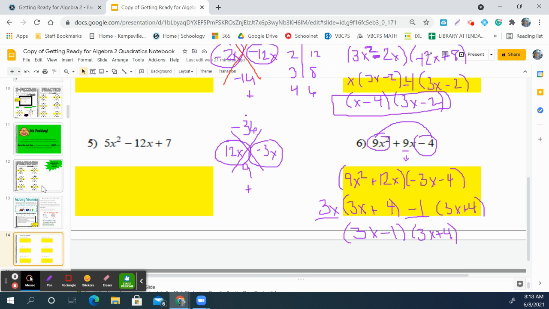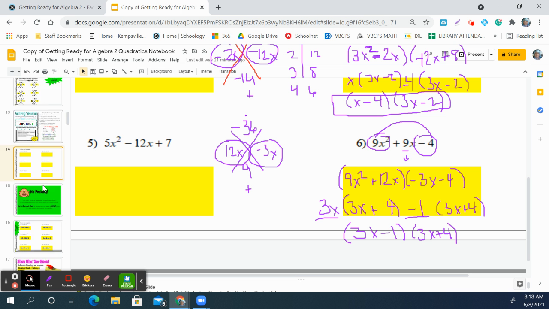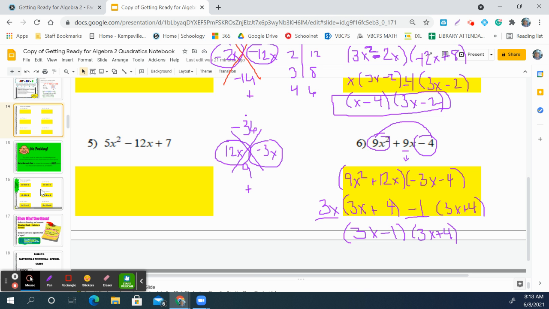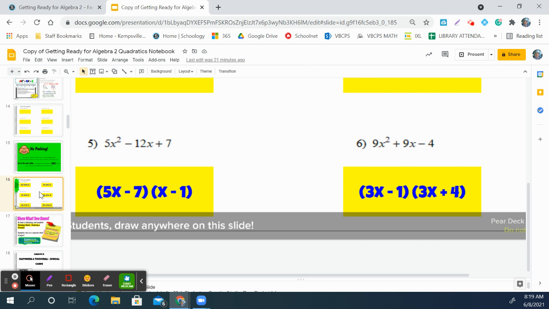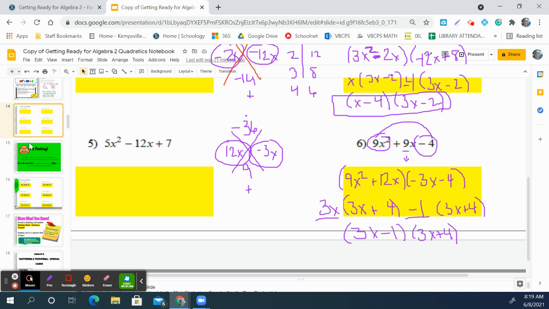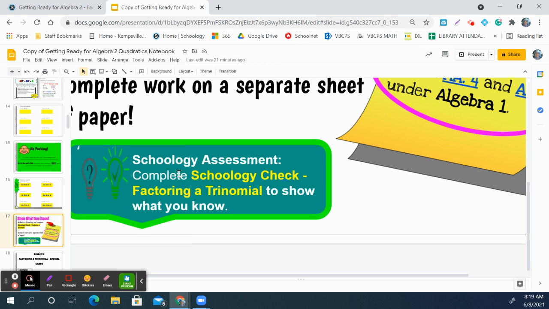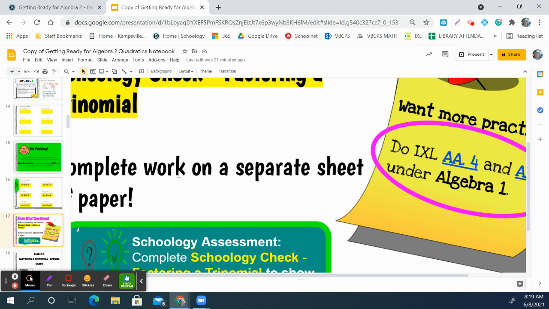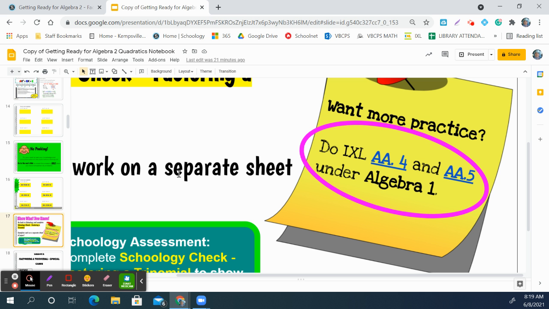And I know it's a whole lot easier for me to write on the screen than it is for you guys to write on your screen. The answers are on slide 16. So if you missed it, the answers are on slide 16. And if you want to do some extra practice, it's again in algebra, double A4 and double A5.